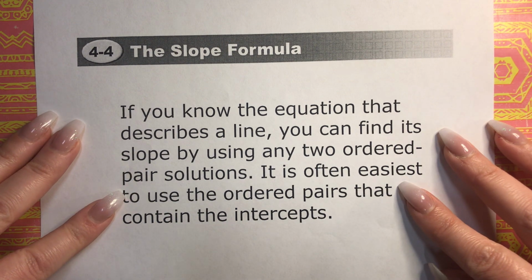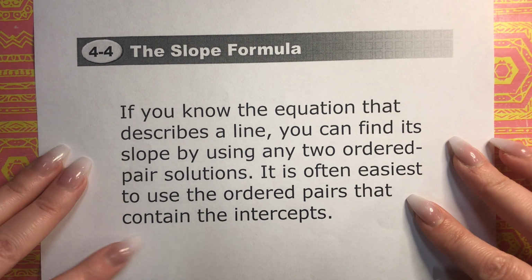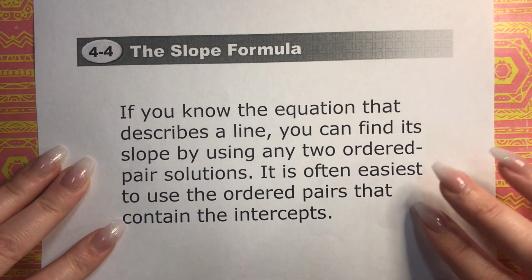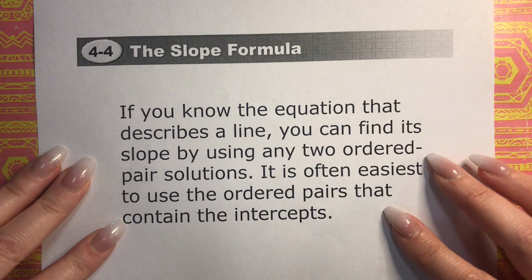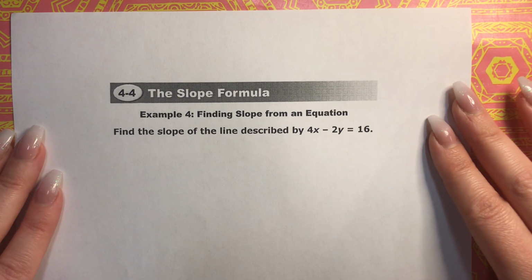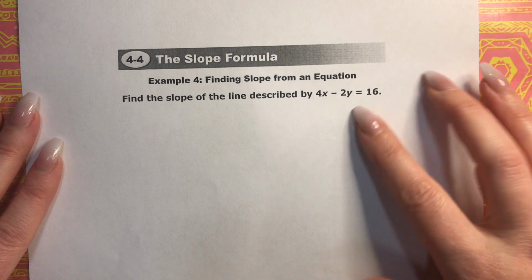So it is often easiest to use the ordered pairs that contain the intercepts. Oh, that's interesting. So we're going to be using intercepts to find the slope. Okay, so let's go ahead and look at that. So we have example 4. We're going to be finding the slope from an equation.